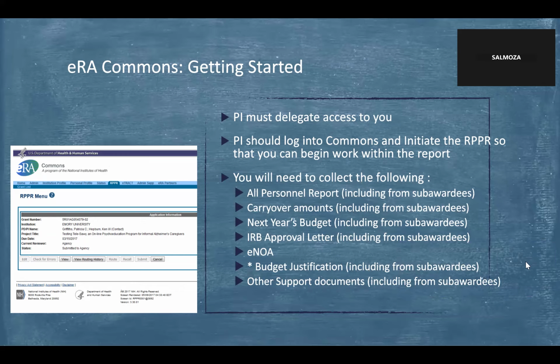You're going to need to collect the following information to do your part as the administrator for the RPPR. First, putting together the all personnel report; if there are sub-awardees on your award, you'll also need their all personnel report. You'll need to include anyone who's worked at least one calendar month on the project. It's funny to think about, because you're reporting on the current budget period, which hasn't ended yet.